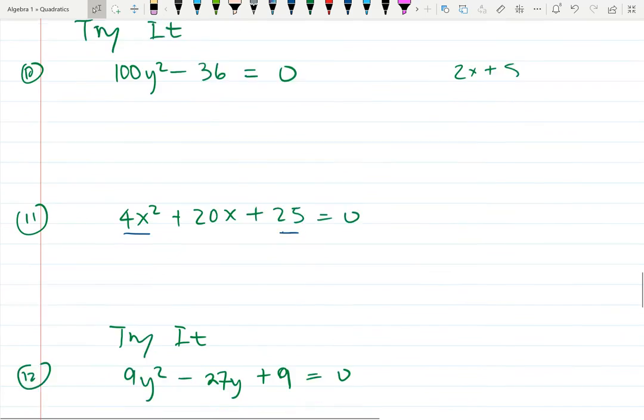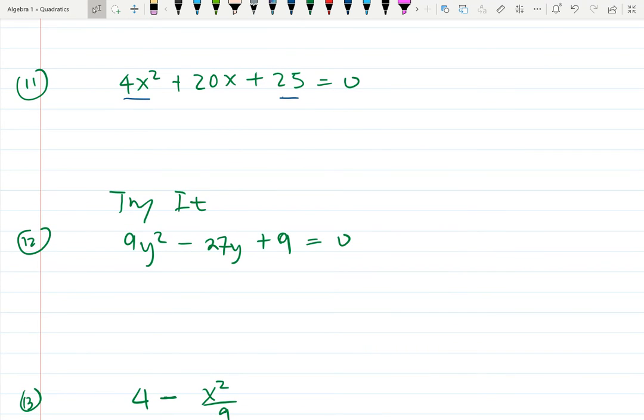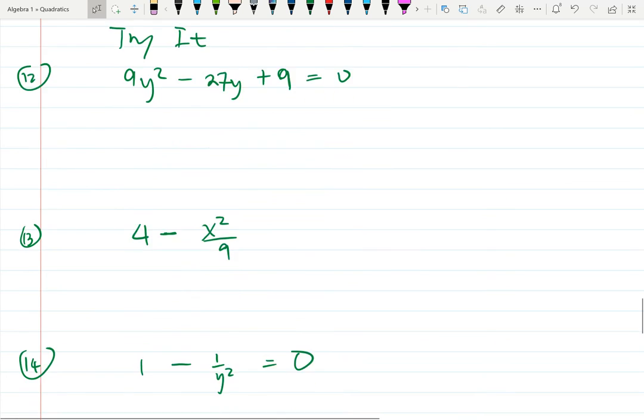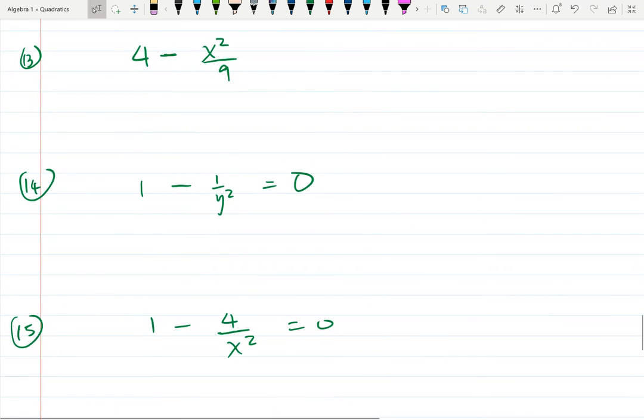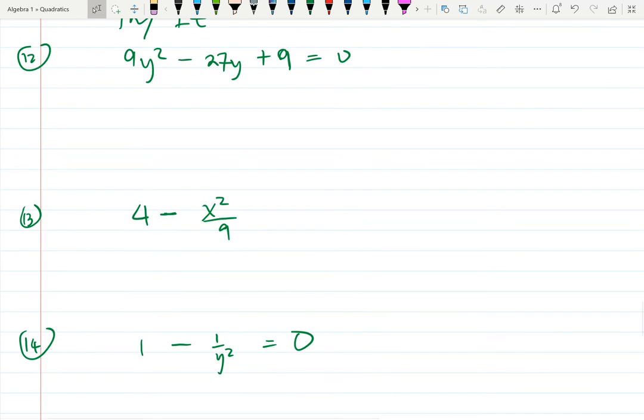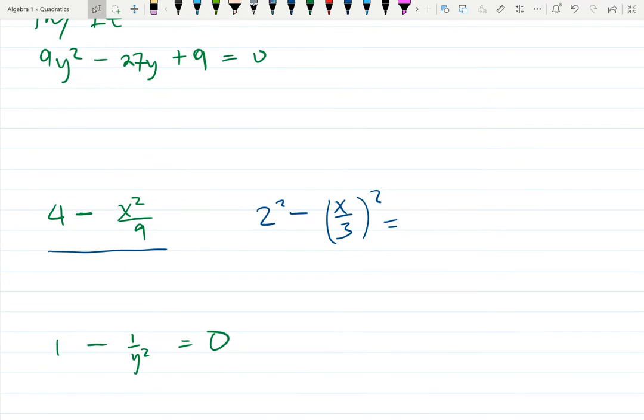That's how you find the solutions to quadratic functions or quadratic equations. So here, for example, if you have something like this, what is this? This is 2 squared minus x over 3 squared. See that? So what is it? This is called what? Difference of two squares. And it becomes 2 plus x over 3 times 2 minus x over 3. This is what you're going to set equal to 0.